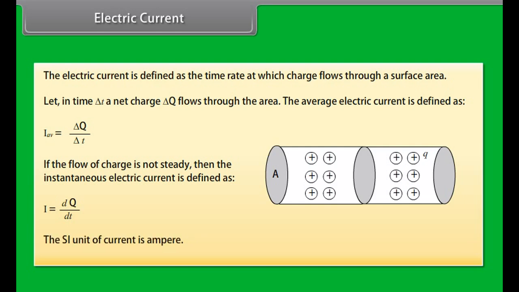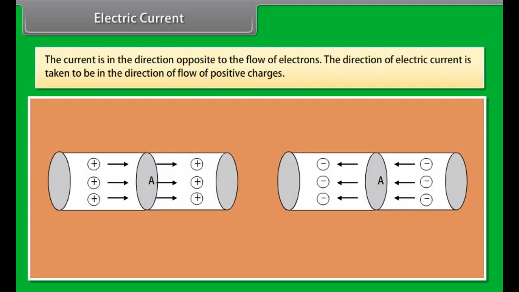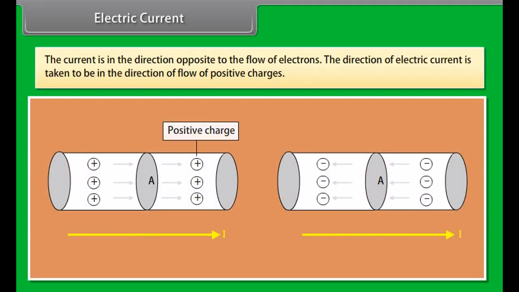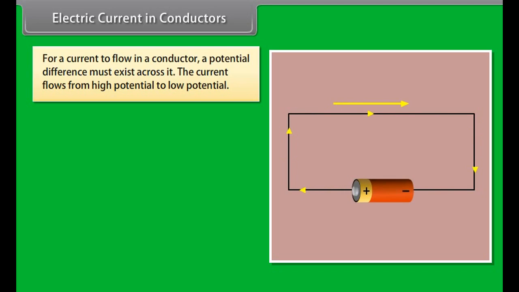The SI unit of current is ampere. The current is in the direction opposite to the flow of electrons. The direction of electric current is taken to be in the direction of flow of positive charges. Electric current in conductors. For a current to flow in a conductor, a potential difference must exist across it. The current flows from high potential to low potential.